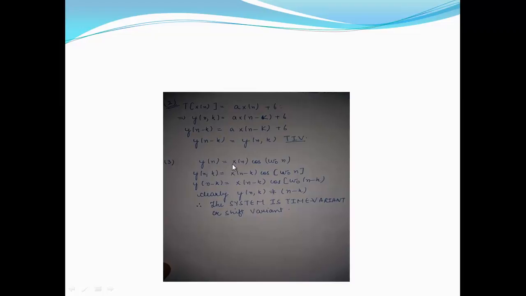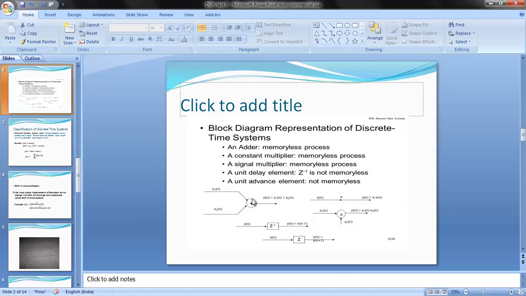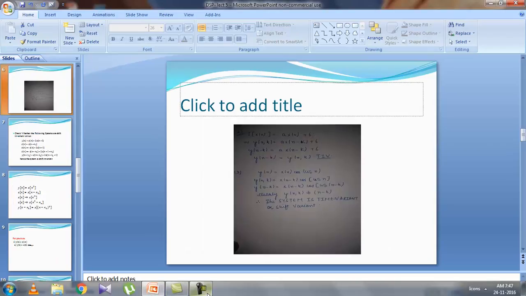Then in the second step, we replace n by n−k in equation 1. So replacing n by n−k, you will get y(n−k) = x(n−k) cos(ω(n−k)). Now you are replacing n by n−k throughout, so you will replace it here also, and here also. So clearly you will see that y(n, k) is not equal to y(n−k). So clearly these two things are not equal. So when they are not equal, the system is shift variant.